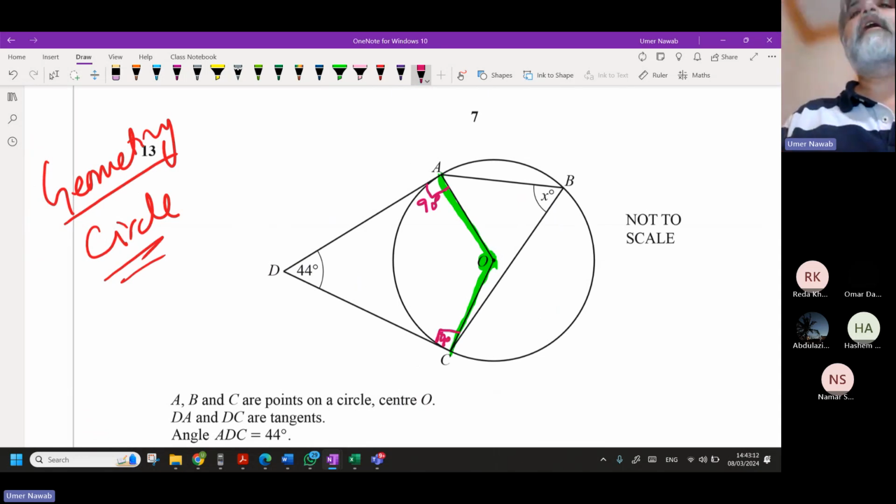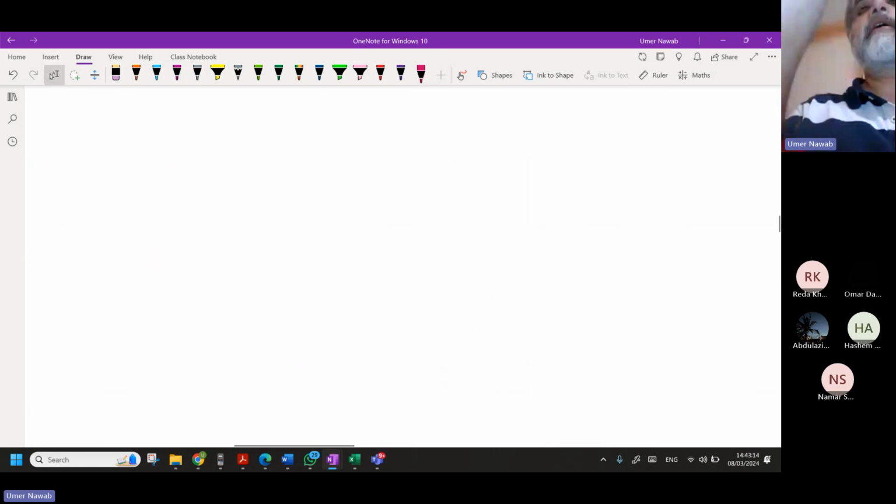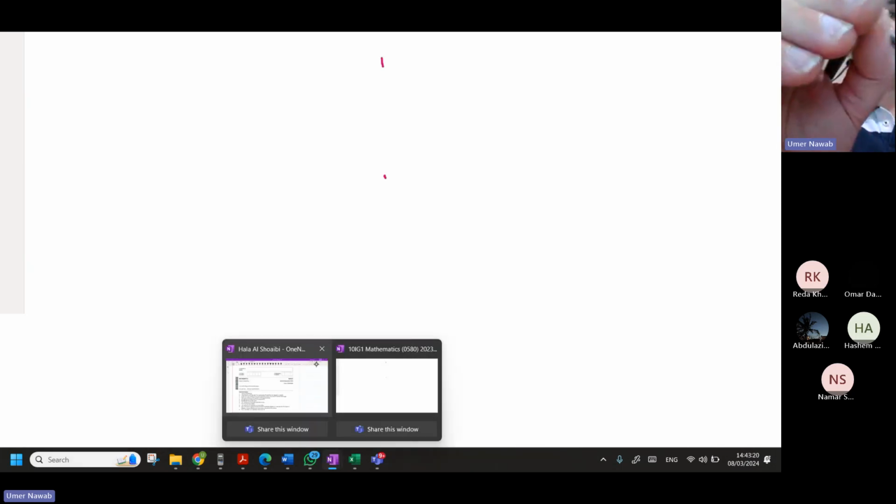I don't know this angle. I want to tell you what this angle is. But for this, you need to know the property, guys. So what is the property? I have it in my mind.